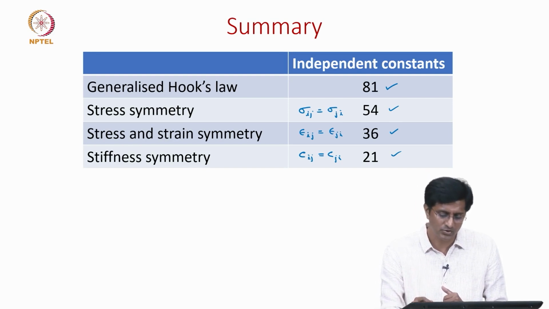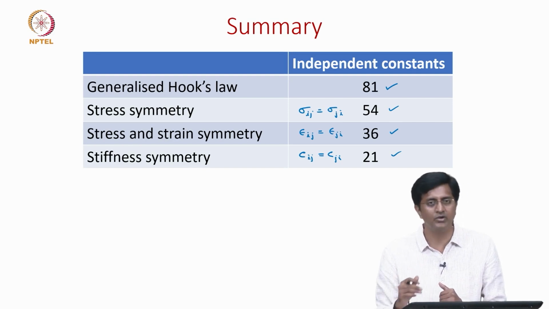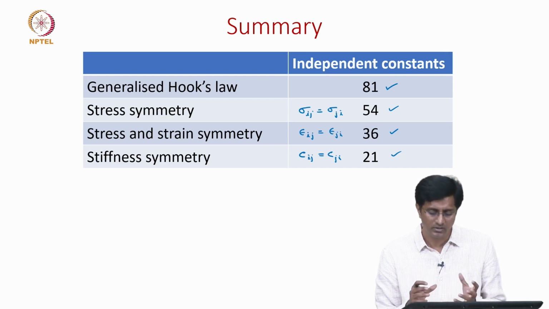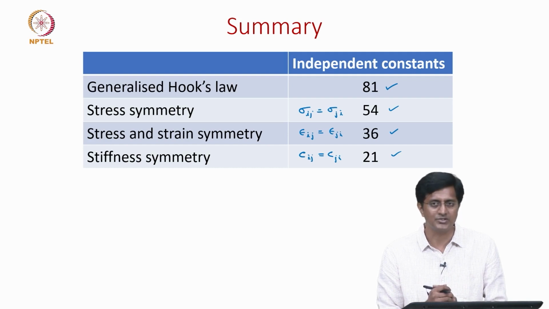We will start from these 21 independent constants, and then we will go to an isotropic material with just 2 independent constants. We will show that there are some symmetries available in the material which we can use to reduce the number of constants. See you then.